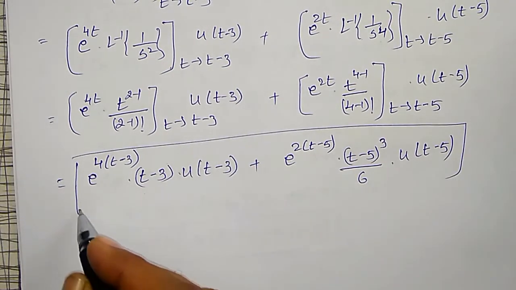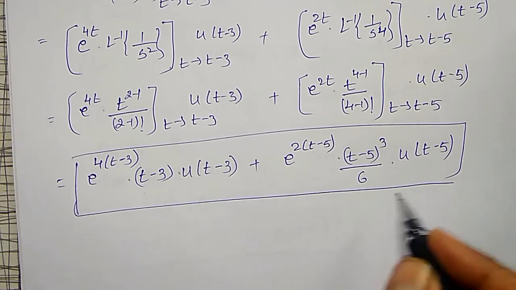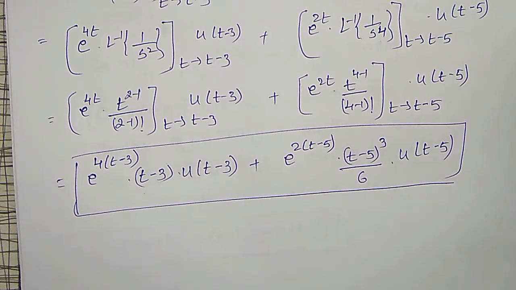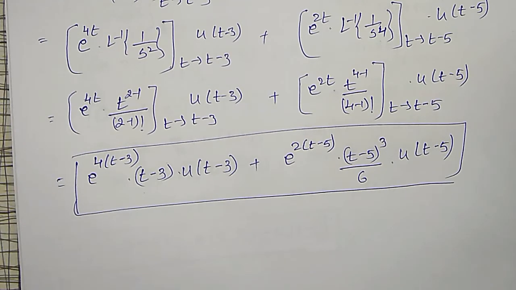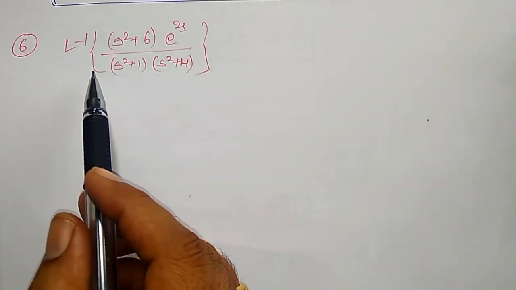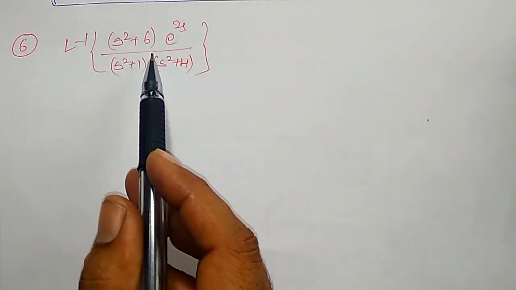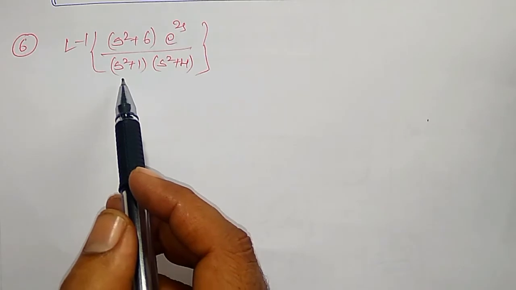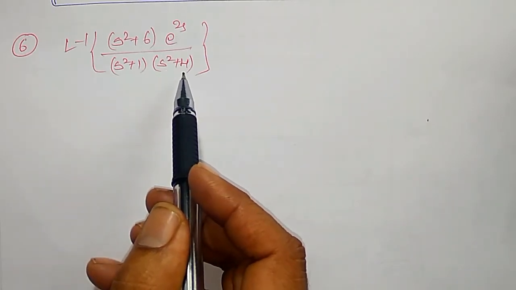Okay, carefully all the properties you have to remember and one by one you have to apply. Okay, like this. Another example I am going to solve here using partial fractions. Okay, my next example is the inverse Laplace transform of (s square plus 6) into e to the power 2s, divided by (s square plus 1) into (s square plus 4).